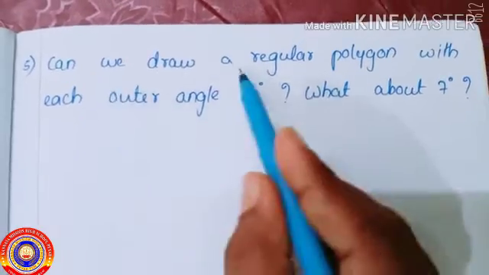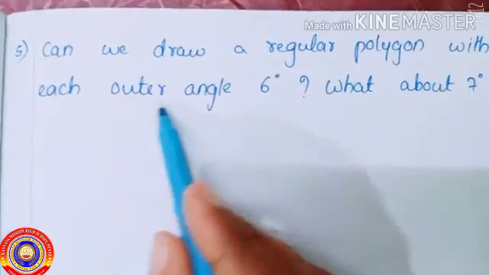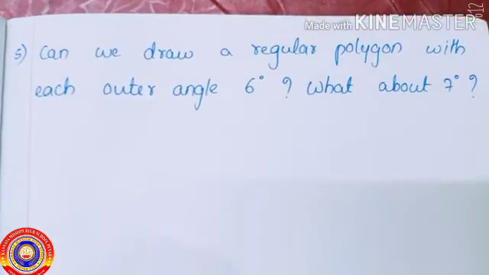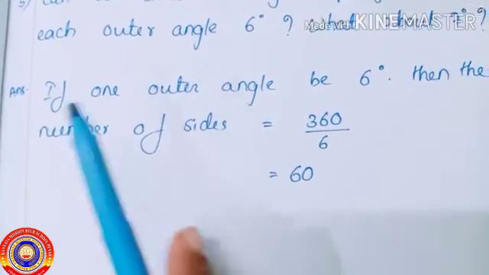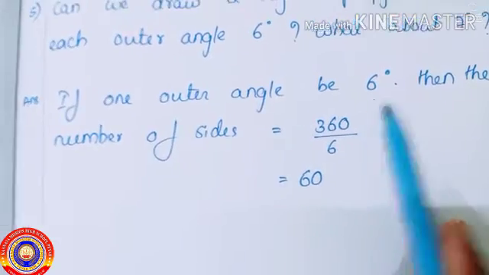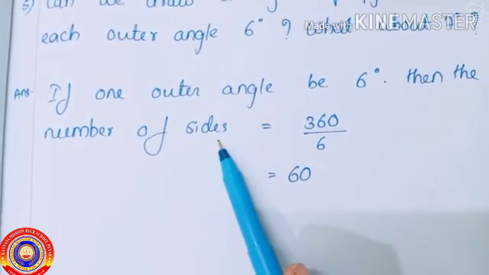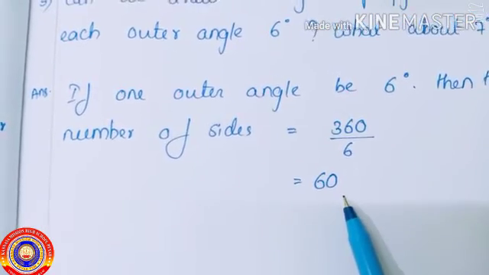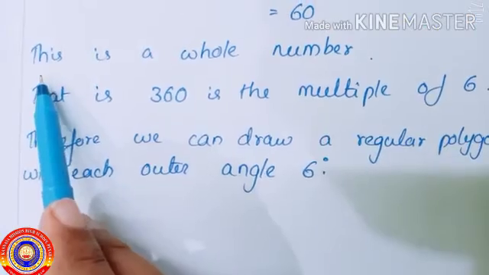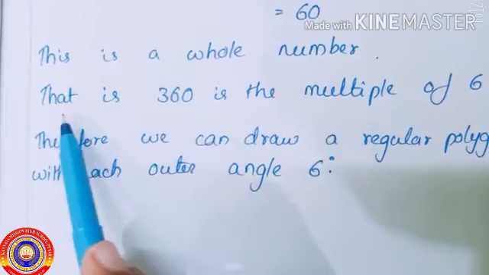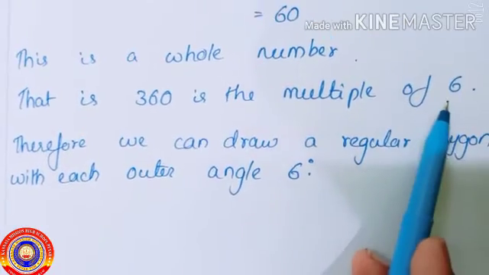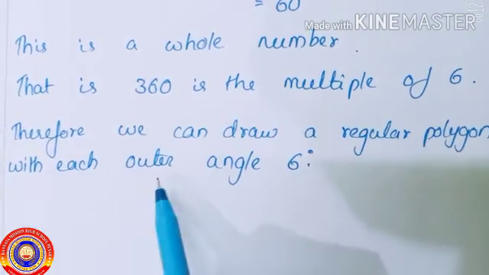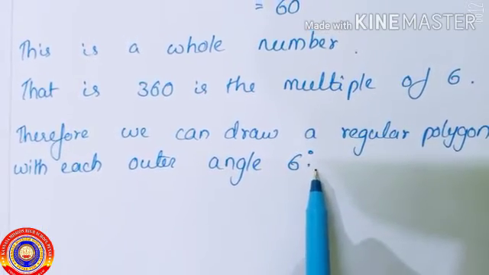Next question, can we draw a regular polygon with each outer angle 6 degree and 7 degree? If one outer angle be 6 degree, then the number of sides is equal to 360 divided by 6, that is equal to 60. This is a whole number, that is 360 is a multiple of 6. Therefore, we can draw a regular polygon with each outer angle 6 degree.